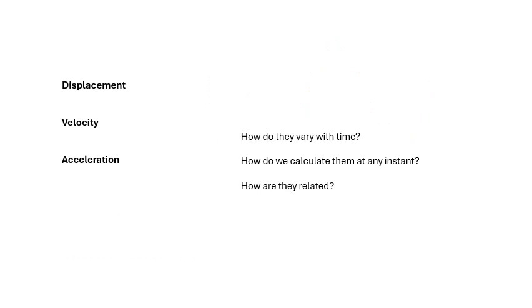So there are three quantities that we're interested in: displacement, velocity and acceleration. How do they vary with time? How do we calculate them at any point in time? And how are they related mathematically and graphically? So that's what I'm going to be talking about. Displacement, x equals A cos omega t. Yeah, we know that it's a cosine in AQA. x is displacement, A is amplitude, omega is a constant related to the frequency.